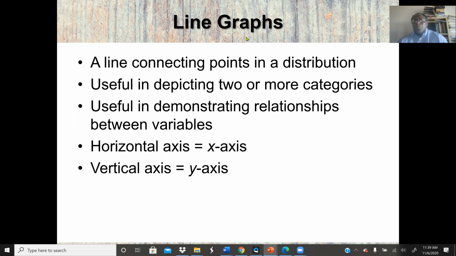At least we need a minimum of 2 variables, and the line graph can tell us the relationship between the 2 variables based on the direction of the line. So it is a line connecting points in a distribution, useful in showing 2 or more categories. Also, it's useful in demonstrating the relationship between variables. The horizontal axis will be the x, the vertical axis will be the y.